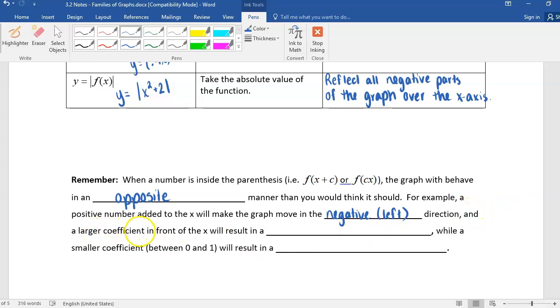Also, when you have a larger coefficient in front of the x, and when I say larger, I mean that coefficient is greater than 1, it will result in a horizontal compression. And a smaller coefficient, something between 0 and 1, will result in a horizontal expansion.